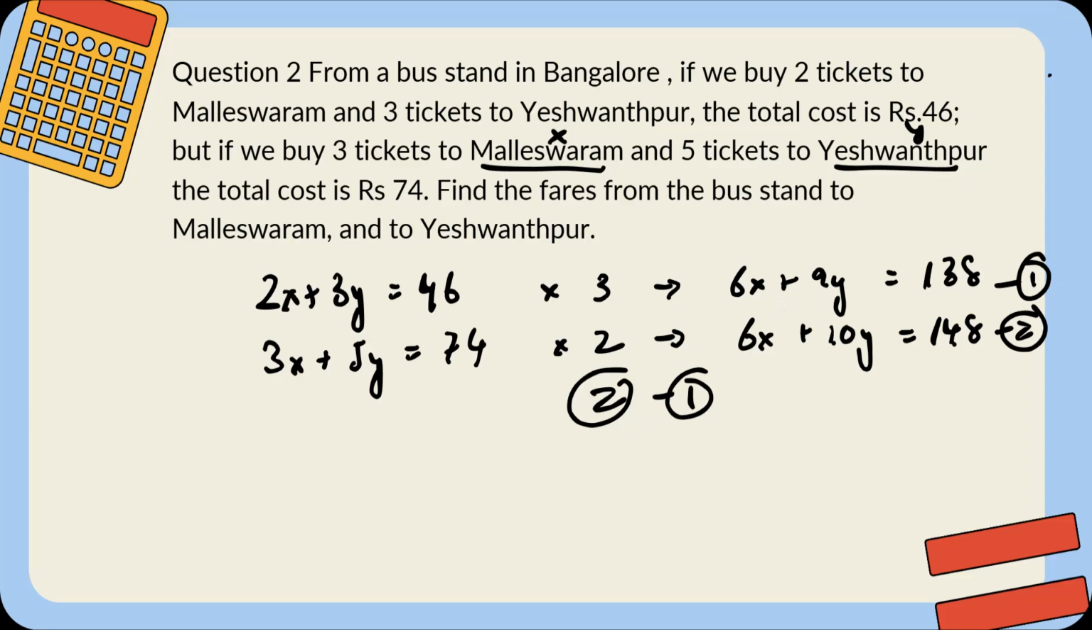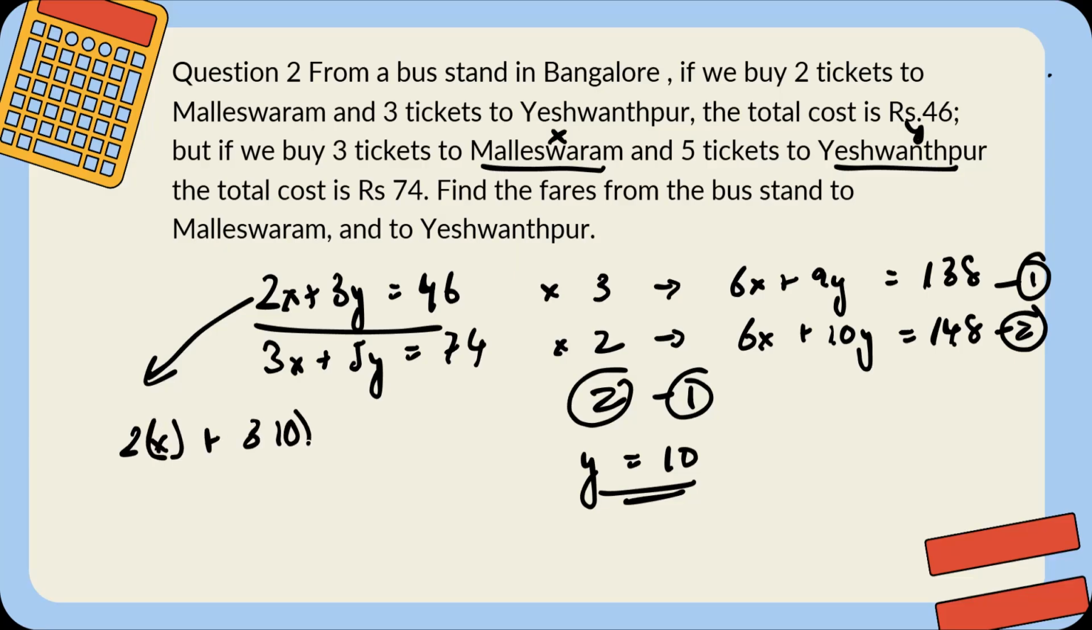Now what will we do? We'll do 2 minus 1. So when we do 2 minus 1, what will we get? So it will become 10Y minus 9Y, which is equal to Y. 148 minus 138, which is 10. So Y is equal to 10. Substitute it back in the first equation. So 2X plus 3Y is equal to 46. 2X plus 3 into 10 is equal to 46, right? So 2X is equal to 46 minus 30. 46 minus 30 will become 16, and it'll be 16 by 2, which is 8. So the cost to Malleshwaram will be 8 and the cost to Yeshwanthpur will be 10.